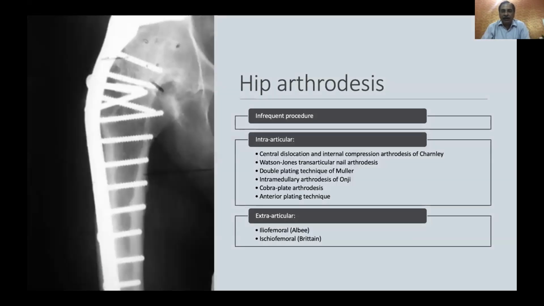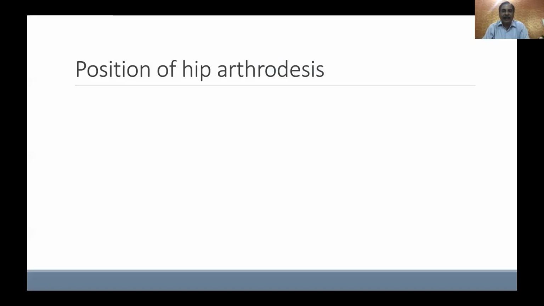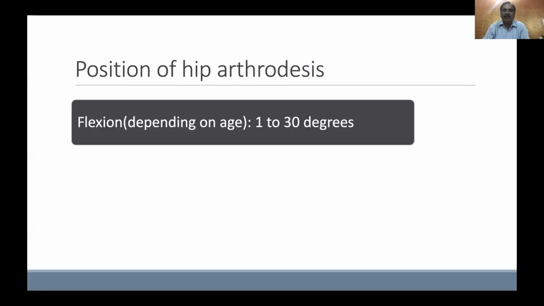Hip arthrodesis is an infrequently done procedure, but you must know about it. It can be intra-articular or extra-articular. You must know the different approaches and different techniques for doing that. And also the position of the hip arthrodesis is very important.